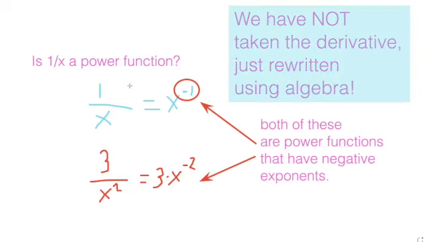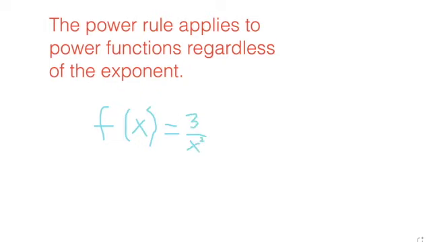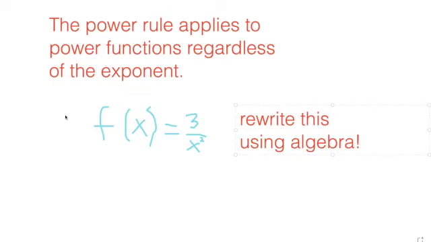Is there anything that says I can't take the derivative using a negative exponent? No. The power rule applies to power functions regardless of the exponent, as long as it's actually a power function. So if I look at something here like f of x equals 3 over x squared, my first step is to rewrite this using algebra. Because even though it is a power function, it's not in a place where the power rule can apply for me yet.